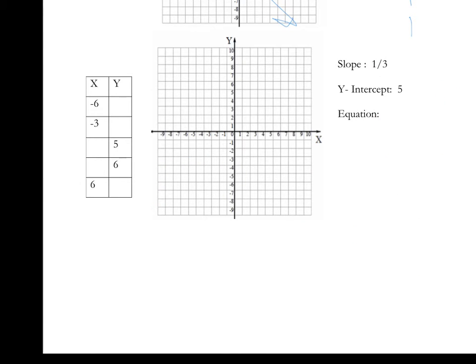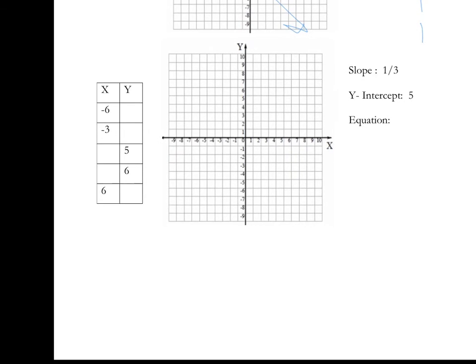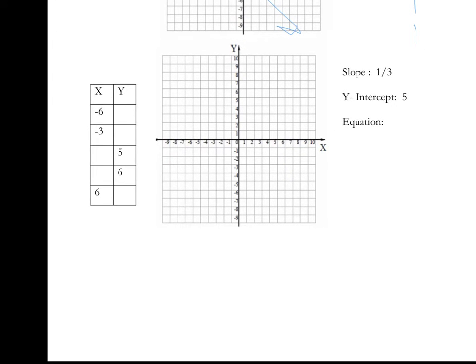Okay, so this one's different. This one we're given a slope of 1 over 3 and a y-intercept of 5. So my equation again is y equals mx plus b. So my slope replaces m. So I'm going to write y equals 1 over 3x plus my y-intercept, which is 5. So now we have our equation.